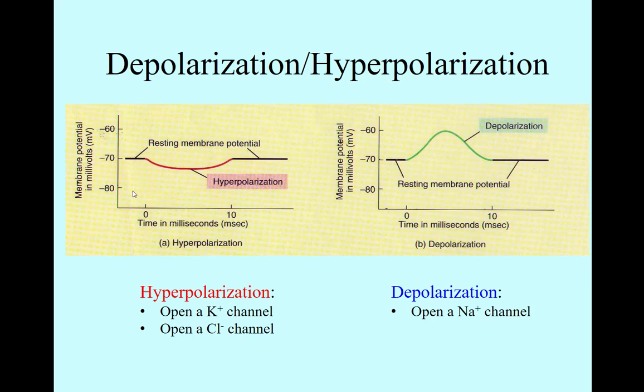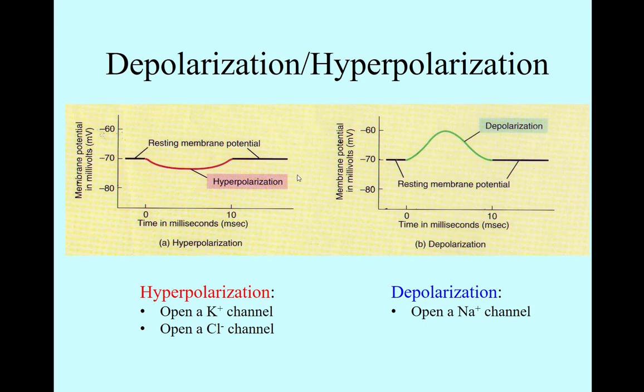So if we do something to make it greater, more polarized, we say we hyperpolarize it. And if we do something to move it closer to zero, we counter that, depolarization, or depolarize it. So how do we do that?